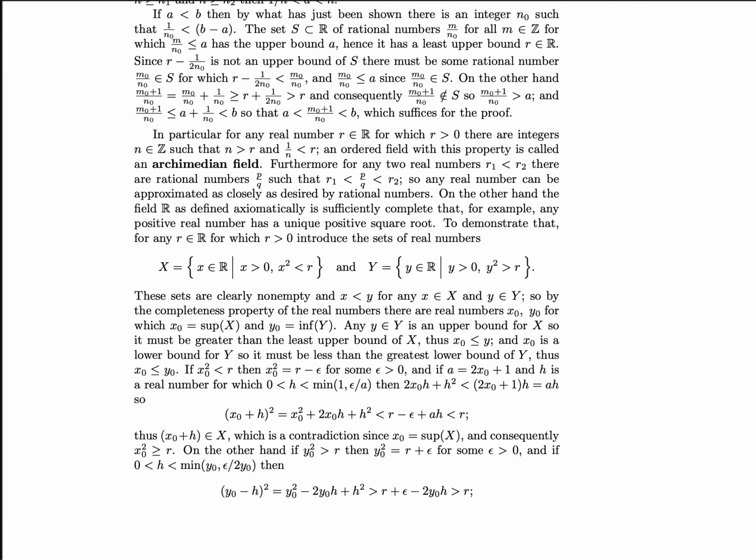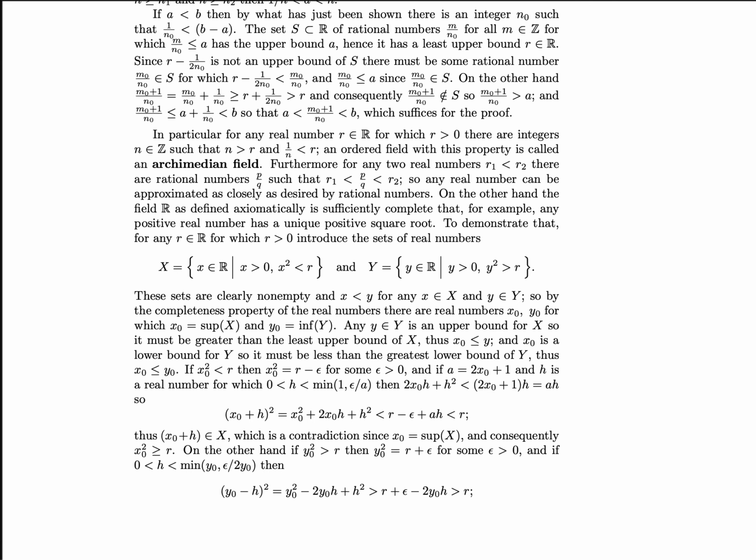Let's choose any real number r for which r is greater than 0 and introduce two sets of numbers. The set X will denote all those real elements x such that x is greater than 0 and x squared is less than r, and the set Y, which is all those elements, little y, which are positive and, when you square them, are bigger than r. These sets are clearly non-empty, and we have that x is less than y for any x in X and y in Y. So we can apply the completeness of the real numbers, since X and Y are given to be real numbers.